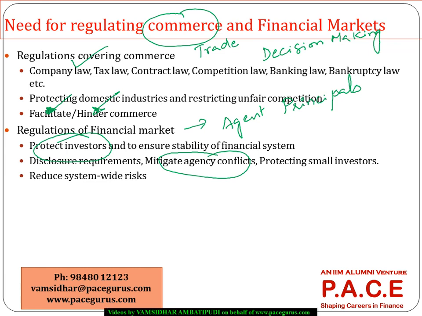The main intentions again lie in mitigating the principal-agent problems and agency conflicts, and also in protecting small retail investors, so that very large investors don't create regulations which benefit their own investments on a large scale. So the main intention of any regulation should be to reduce the system-wide risk which is inherent in the financial system itself.